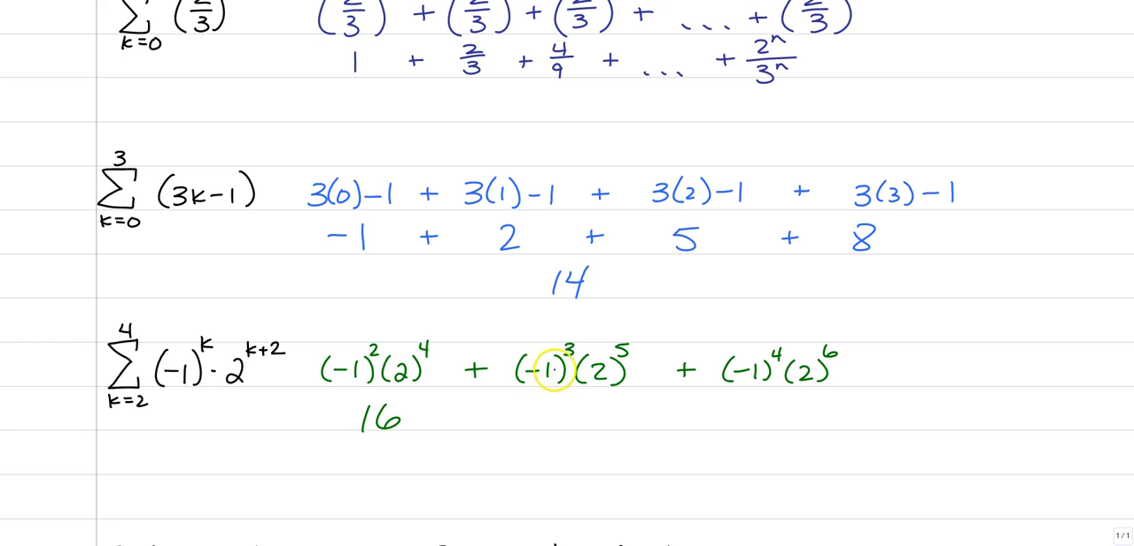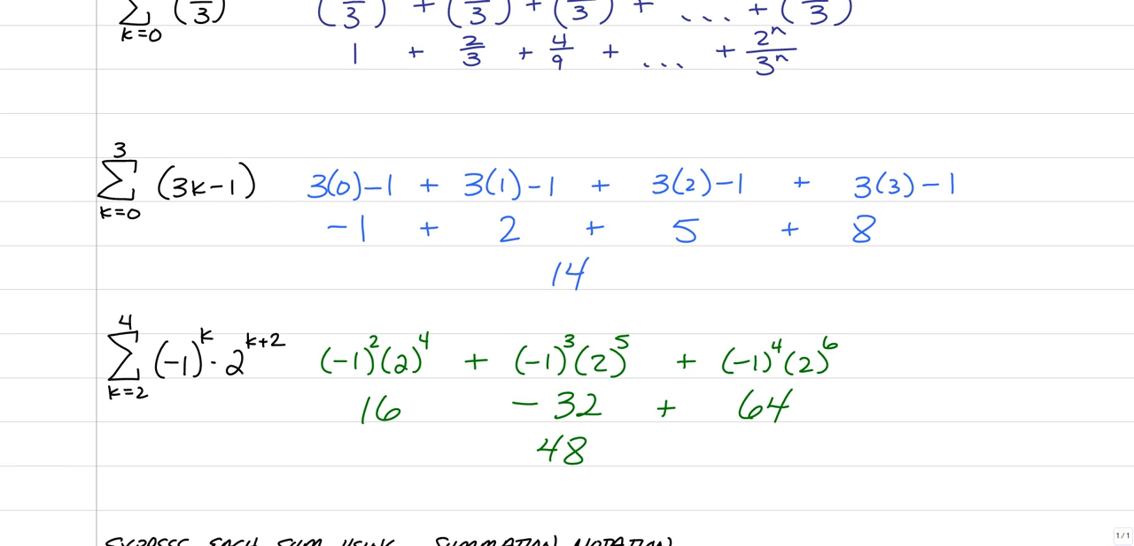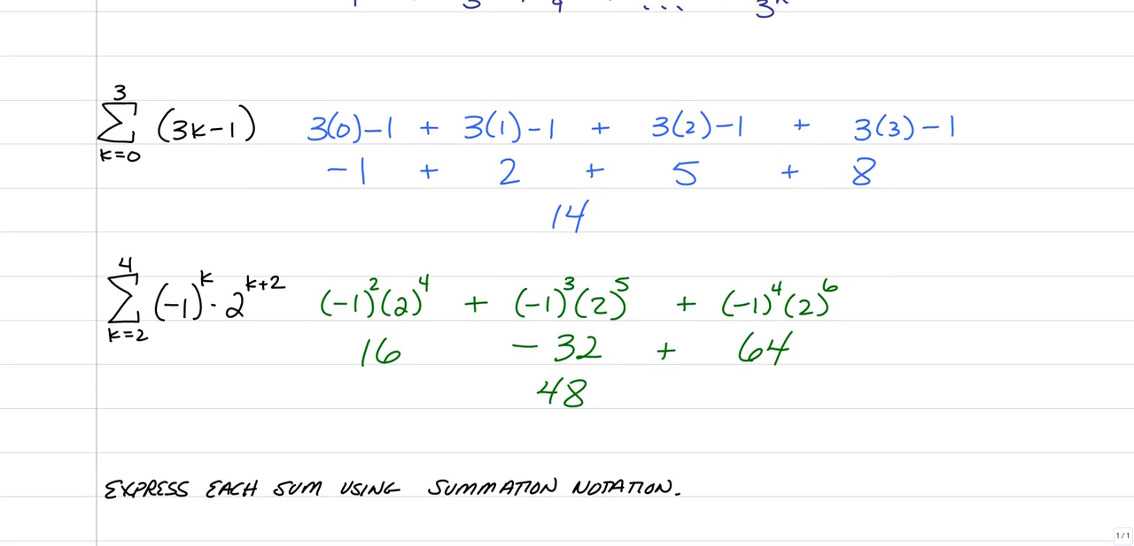Now we have -1 cubed, which means we're going to have a negative. 2 to the fifth is 32, plus -1 to the fourth power is +1 times 2 to the sixth, which is 64. And then we just need to combine those. So 16 minus 32 plus 64 is going to give us 48. So if you got 48, you're good to go. All you're doing is substituting in k 3 different times for 2, 3, and 4.